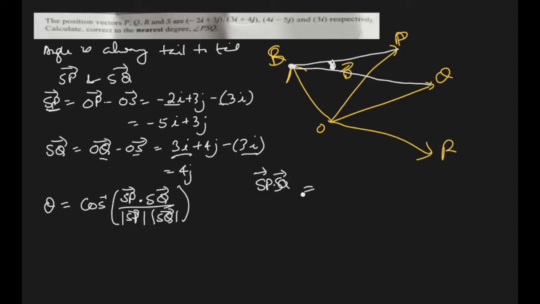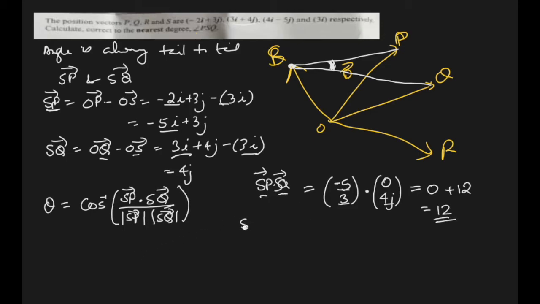Let me write SP in column notation: SP was minus 5 and 3. I am preferring this because I don't want to confuse with i and j. They are unit vectors, which can be ignored in column notation. And SQ is 0 and 4. So the dot product will be minus 5 times 0, which is 0, plus 3 times 4, 12. So 12 is SP dot SQ.